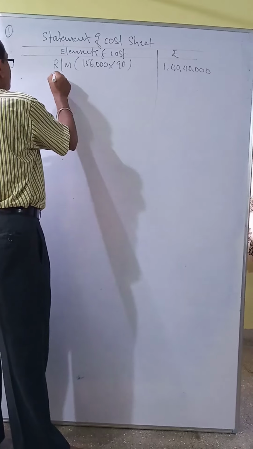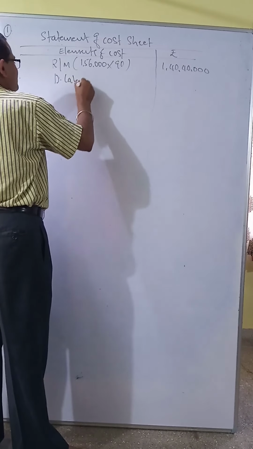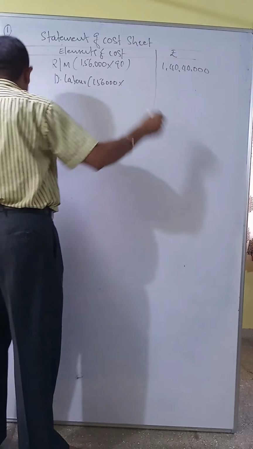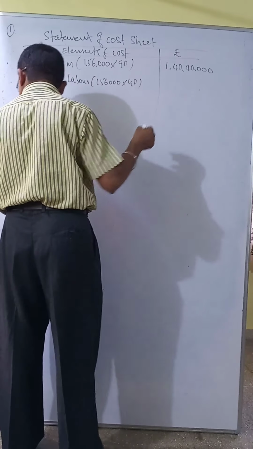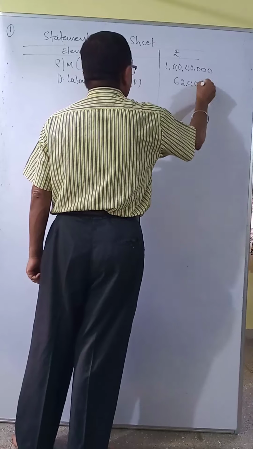Next, direct labor. Direct labor: 1,56,000 units into the labor cost per unit given in the question, 40 rupees. So you get 62 lakh 40,000. That is how we get this.